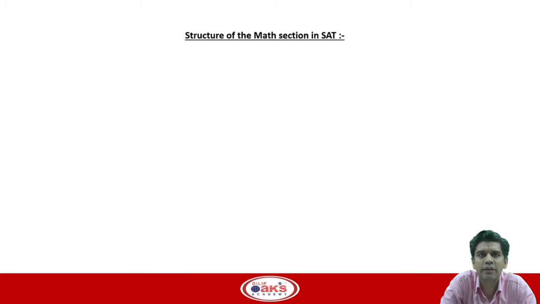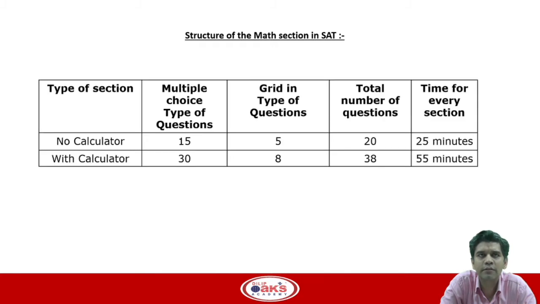In the mathematics section, there are two divisions. First, where the use of calculator is not allowed, and second, where the use of calculator is allowed. When the use of calculator is not allowed, you will attempt 15 multiple choice questions. That is, a question is followed by 4 options, of which exactly one is correct, and 5 questions of grid-in type. That is, a question is not followed by any options, but you will write your answer in the OMR sheet provided. Totally, you will answer 20 questions without the help of calculator.